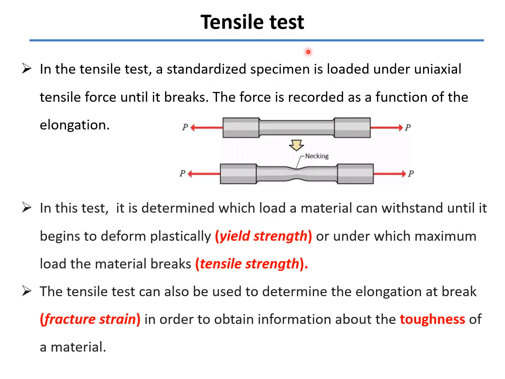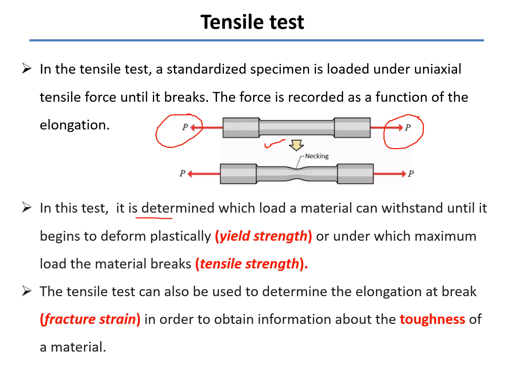Now the first one, that is the tensile test. In a tensile test, a standardized specimen is loaded under uniaxial tensile force until it breaks. The force is recorded as a function of elongation. You see, this is the specimen or the sample, and a uniaxial tensile force P will be applied until it breaks, and in this we record the force as a function of elongation, or we can say that is a stress which is a function of strain.